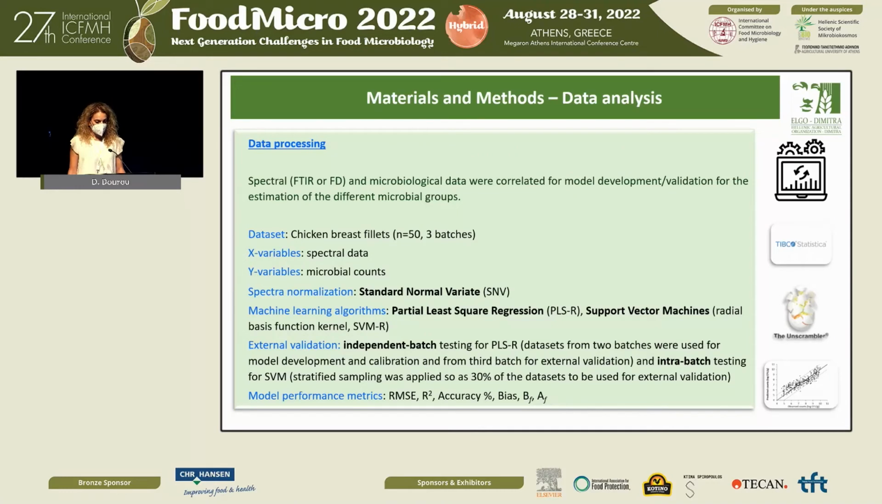And we then correlated spectral data and microbiological data for model development and validation for the estimation of the different microbial groups. Spectral data were normalized with standard normal variate before analysis. Two machine learning algorithms were applied, partial least squares regression and support vector machines. Our models were externally validated and their performance was estimated by calculating different metrics.